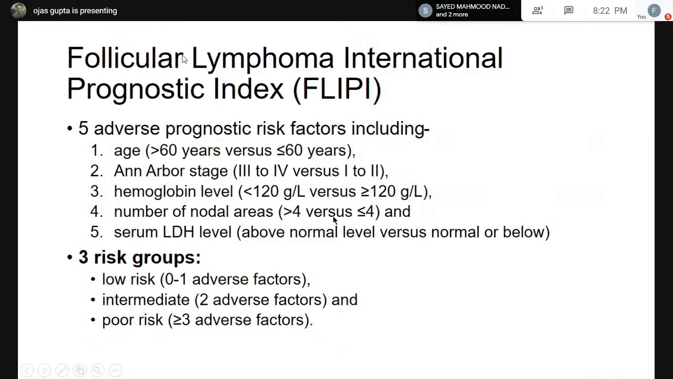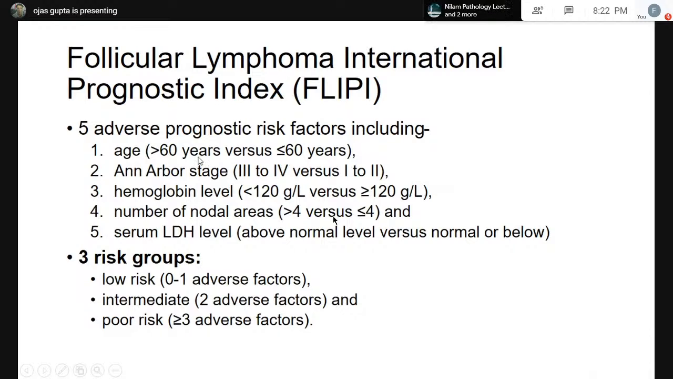So there is the International Prognostic Index for non-Hodgkin's lymphoma, and there is a separate index for follicular lymphoma itself. FLIPI 1 has 5 adverse prognostic risk factors, which include age and Ann Arbor staging, hemoglobin level, number of lymph node areas involved, and serum LDH level.